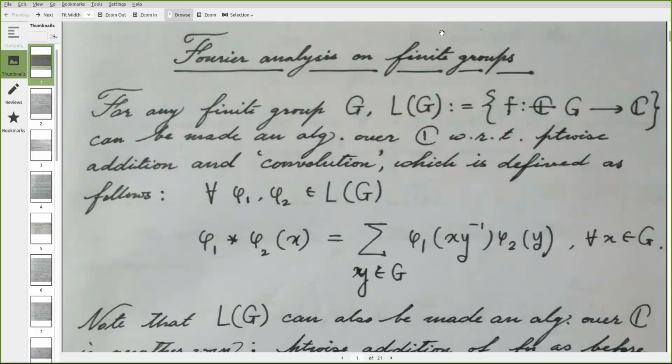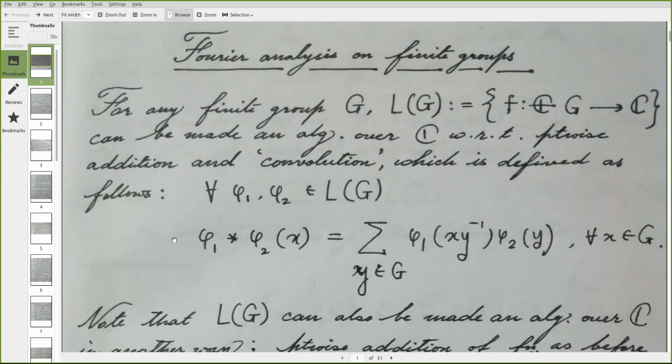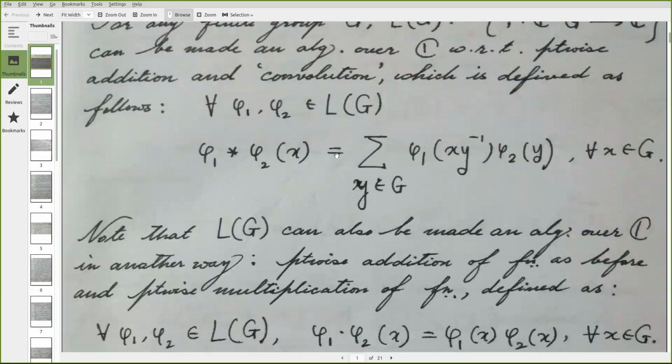All right, today I will talk about Fourier analysis on finite groups. Recall that for any finite group G, LG, which is the space of all complex valued functions defined over G, can be made an algebra over the field of complex numbers with respect to pointwise addition and convolution, which is defined as follows: for two functions phi1 and phi2 in LG, the value of phi1 star phi2 at the point x is this one.